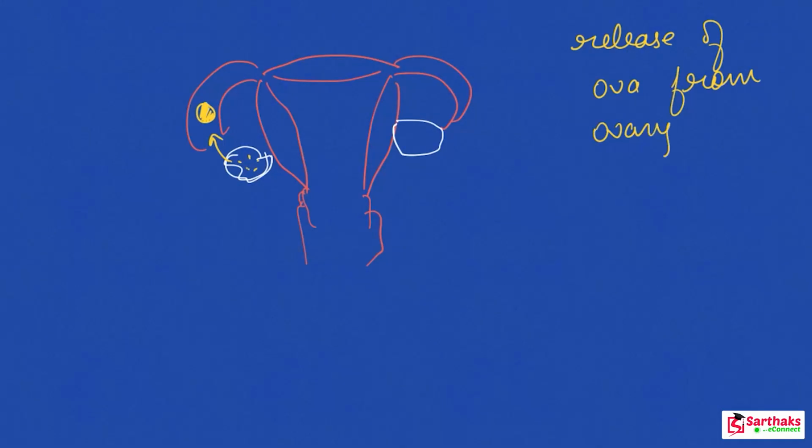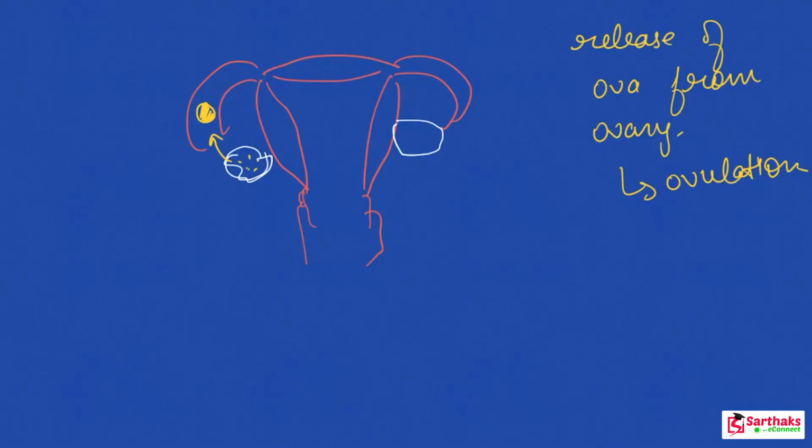If any ova is formed, what happens here? At the time of puberty, lots of ova start maturing, but from these only one ova is released and comes here into the fallopian tube. Only one ova. And this release of ova from the ovary is known as ovulation. Got it? Clear? So this is known as ovulation.